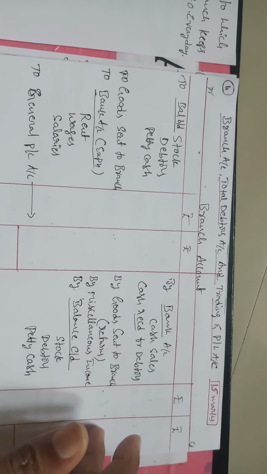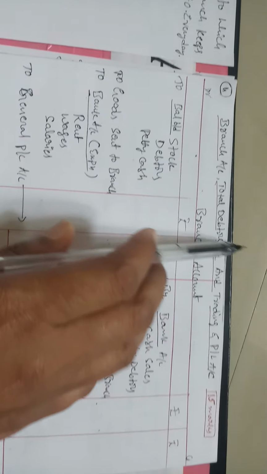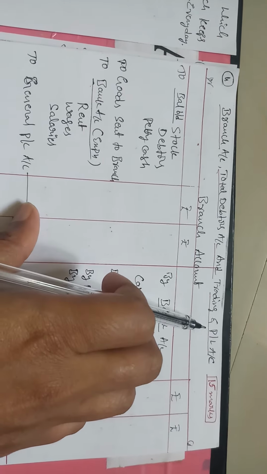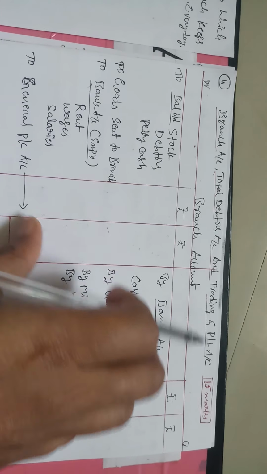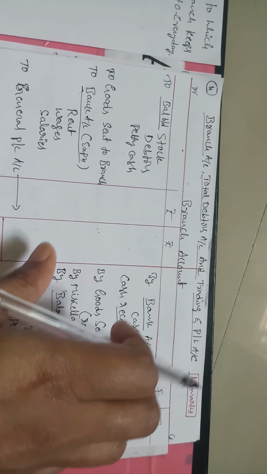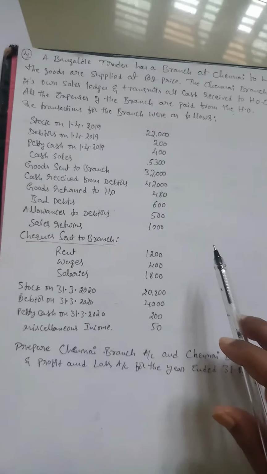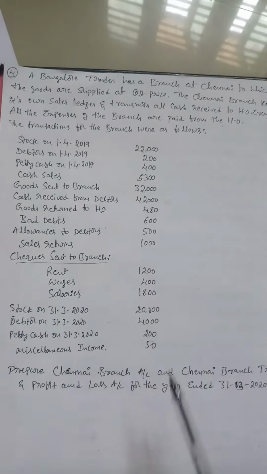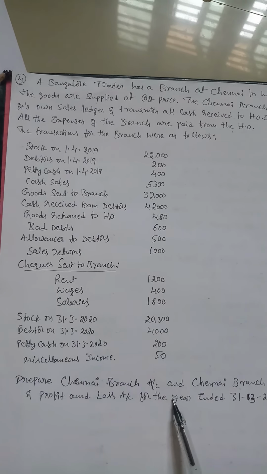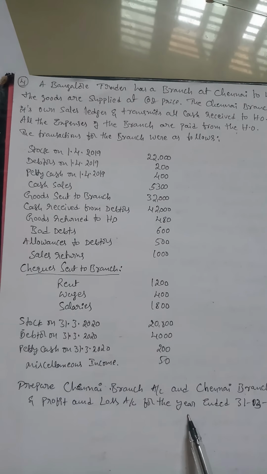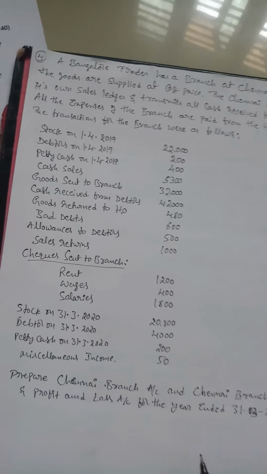Morning. Today I am solving the problem. There is a branch account, debtors account, and a trading and P&L account. This is a 15 marks question. I am not reading the question because it will take time, so I'll solve the problem directly.